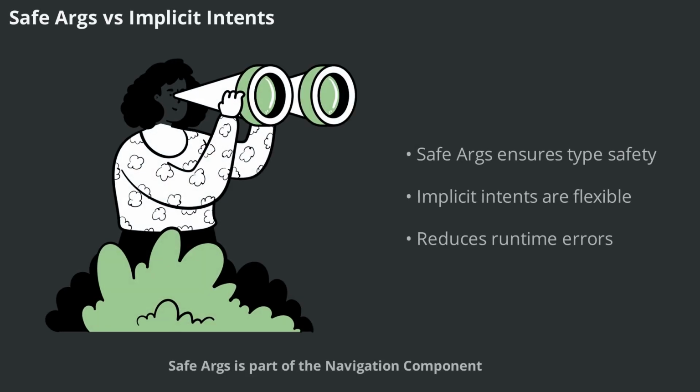SafeArgs is part of the navigation component, enabling safe and type-checked data passing between destinations in a navigation graph. It generates argument classes, ensuring compile-time checks and reducing runtime errors. Implicit intents, in contrast, request actions from other apps or components without specifying the exact handler. SafeArgs is ideal for predictable navigation, while implicit intents are used for broader actions like opening URLs or sharing content.